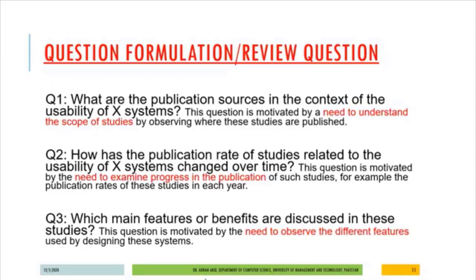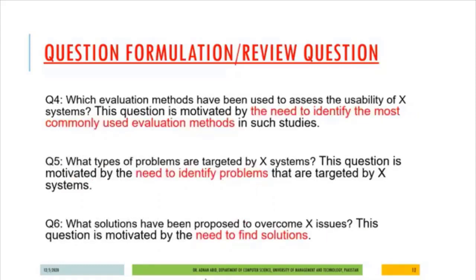They have been presented in a reasonably generic manner so that down the line when you try to customize them for your SLRs, it shouldn't be a problem. So question number one focuses on the scope of the studies. The second question discusses distribution of the research work over the years. The third question handles different features or main approaches which have been used. The fourth question looks at the need to identify the most commonly used evaluation methods or measures or data sets for that matter.